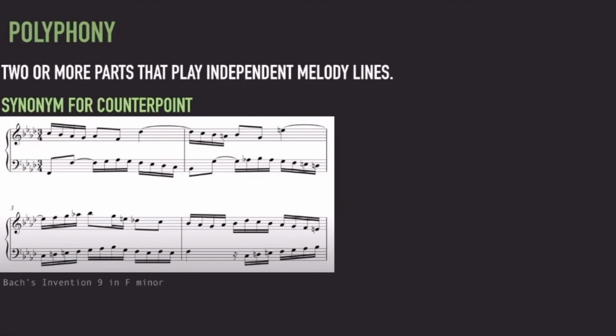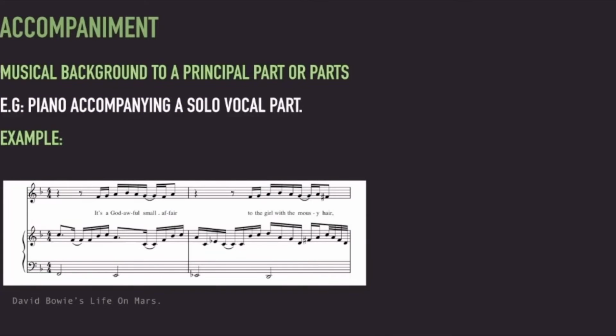Polyphony is where 2 or more parts play independent melody lines and is also a synonym for counterpoint, and here's an example. And lastly we have the accompaniment, which is a musical background to a principal part or parts, and here's an example for that.